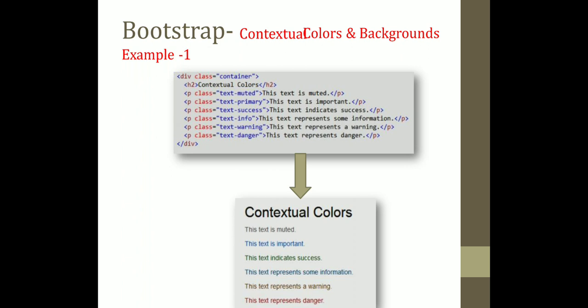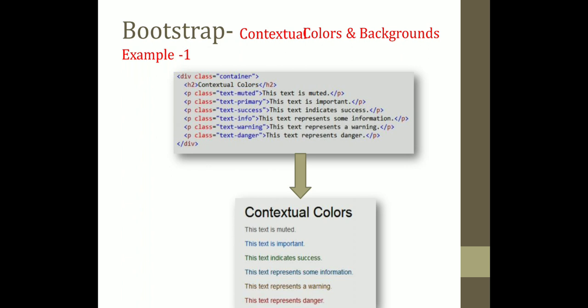Same, we have used the text for all the classes. Okay, so we'll see what will be the output. We can see the h2 heading contextual colors is printed as its size, and below that the text is muted, so that is in black color. Okay, we can see the format or the size of the text is the same in all the output lines that we have got, but it is different in colors.